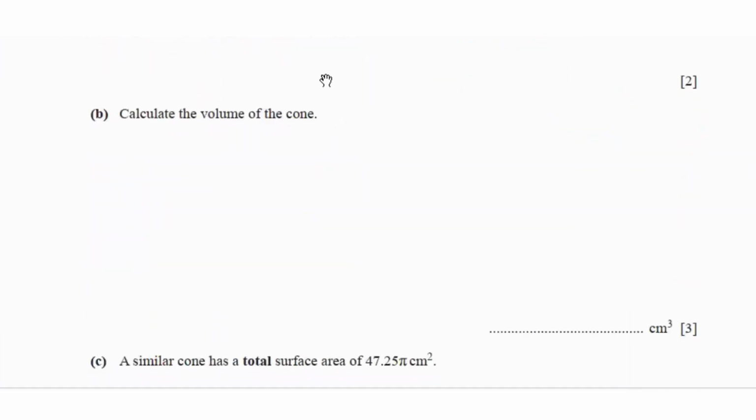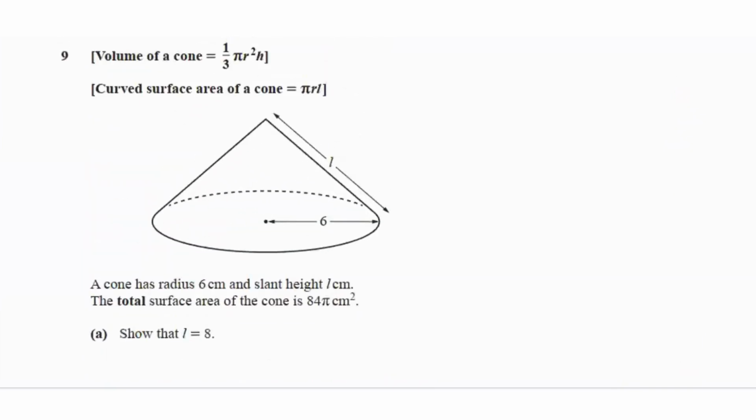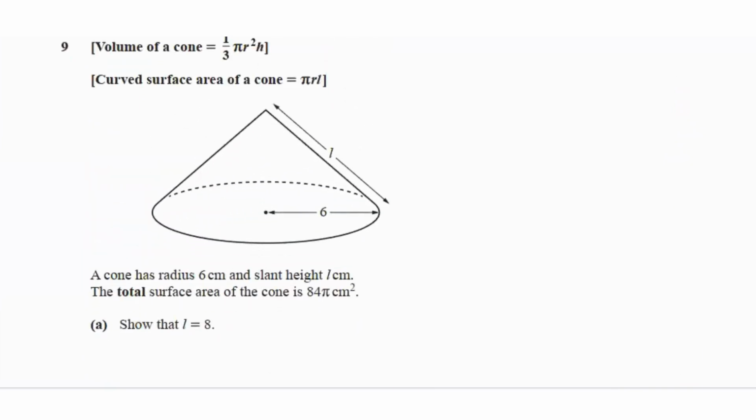Then it says calculate the volume of the cone. So for the volume of the cone, I'm just going to go back to drawing that line again, which is basically for our height. First we need to find the value of the height using Pythagoras, because this is a right angle triangle. So L square equals H square plus R square. L is 8 square, 8 square plus 6 square.